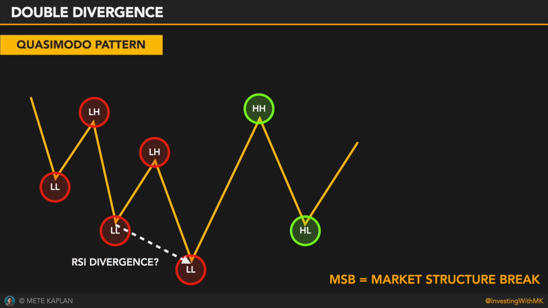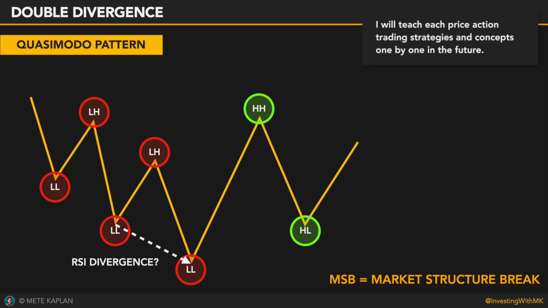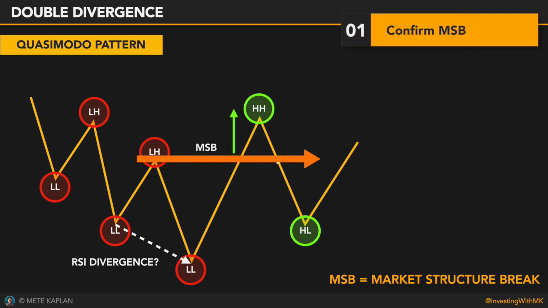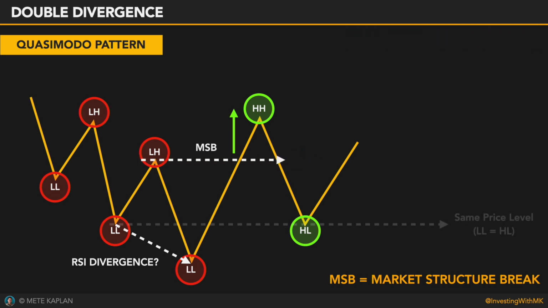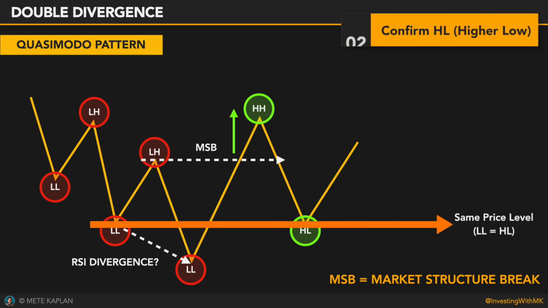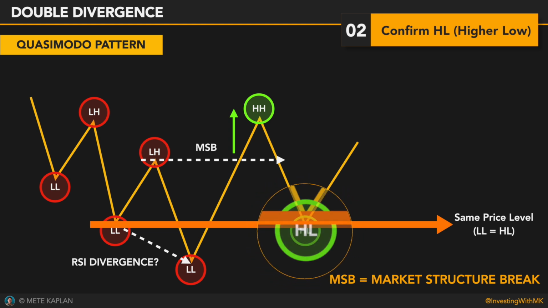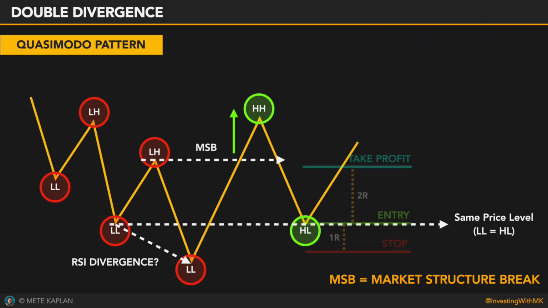Okay, let's understand the Quasimodo pattern. It is very similar to the head and shoulders pattern. The only difference is the market structure breaks. It involves three simple steps. Step 1: you confirm the market structure break for the first signal of momentum change. Step 2: you wait for the first higher low, which has a similar price level to the left shoulder. Step 3 is the entry.